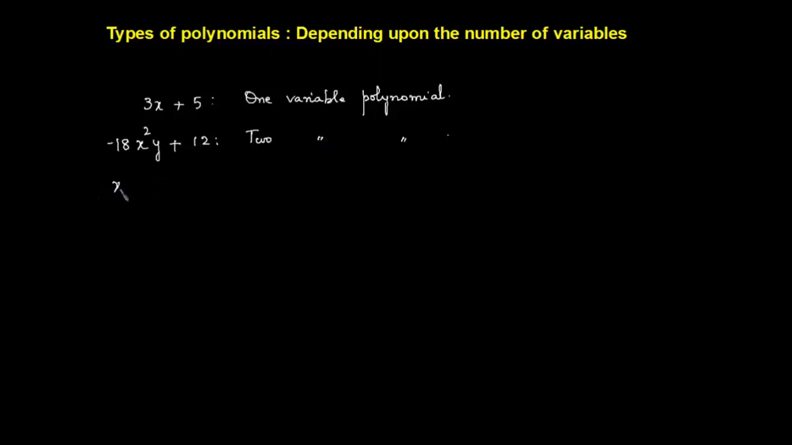Consider xyz plus x square yz plus x square y square z square. You can see that there are 3 variables x, y and z. So since there are 3 variables, this is a polynomial with 3 variables. So it is a 3 variable polynomial or a polynomial with 3 variables. So that's one kind of classification.